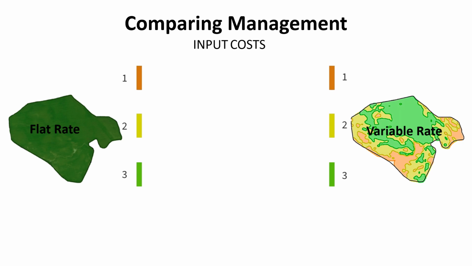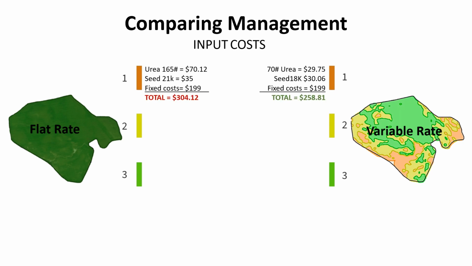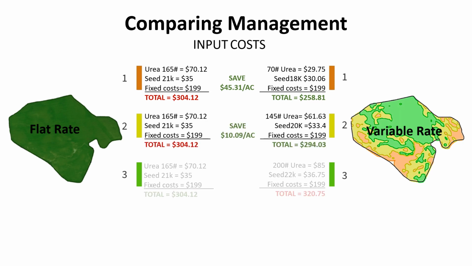So again, we'll take in our input costs. As you can see on the flat rate side, those input costs are staying the same. But over on our variable rate, our VRT managed field, those input costs are changing. And with those changed input costs, there comes a difference in the costs of these areas.